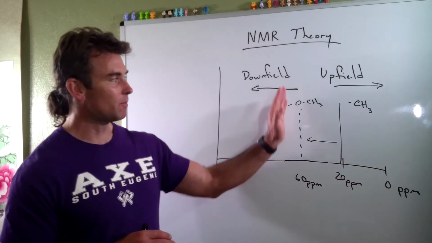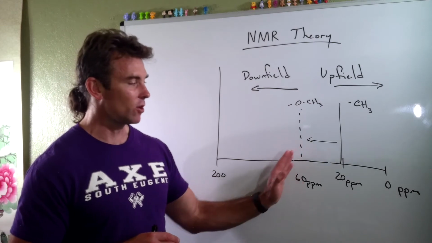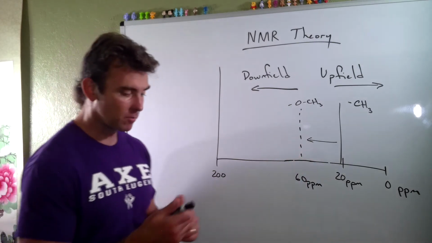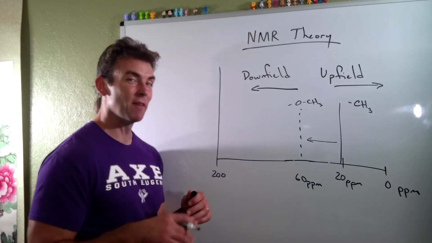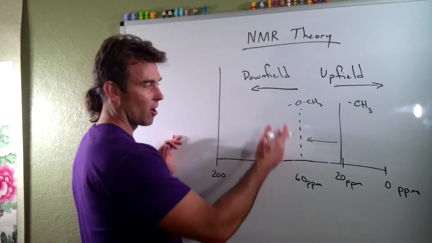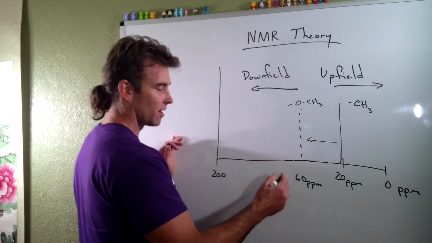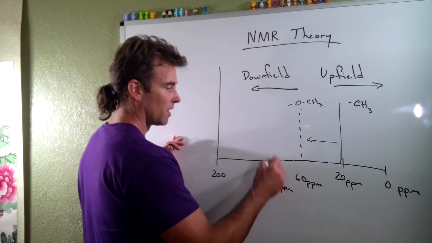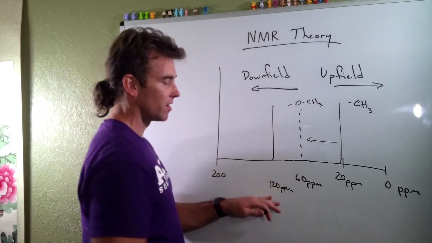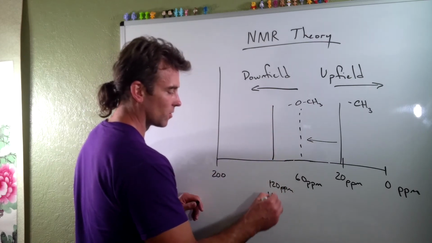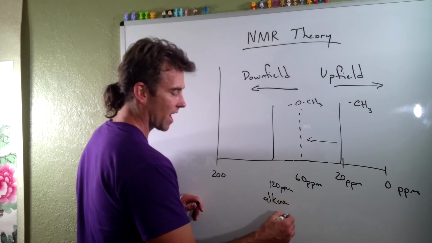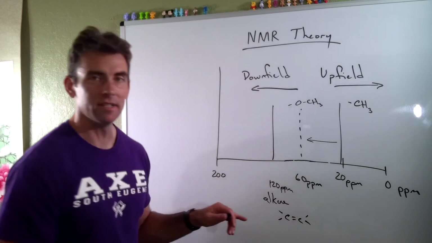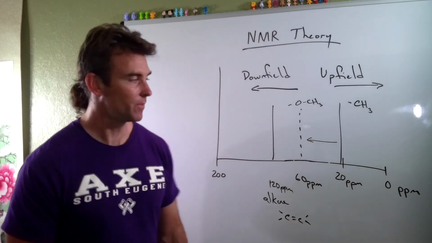If you have something that is very electronegative, it could end up in this 60 parts per million area. For some reasons that we'll probably never get into, the alkene carbons are going to tend to run around 120 ppm. And so if we see a peak around 120, that's going to be some sort of an indication that we might have an alkene. And an alkene is a carbon that is double bonded to another carbon.